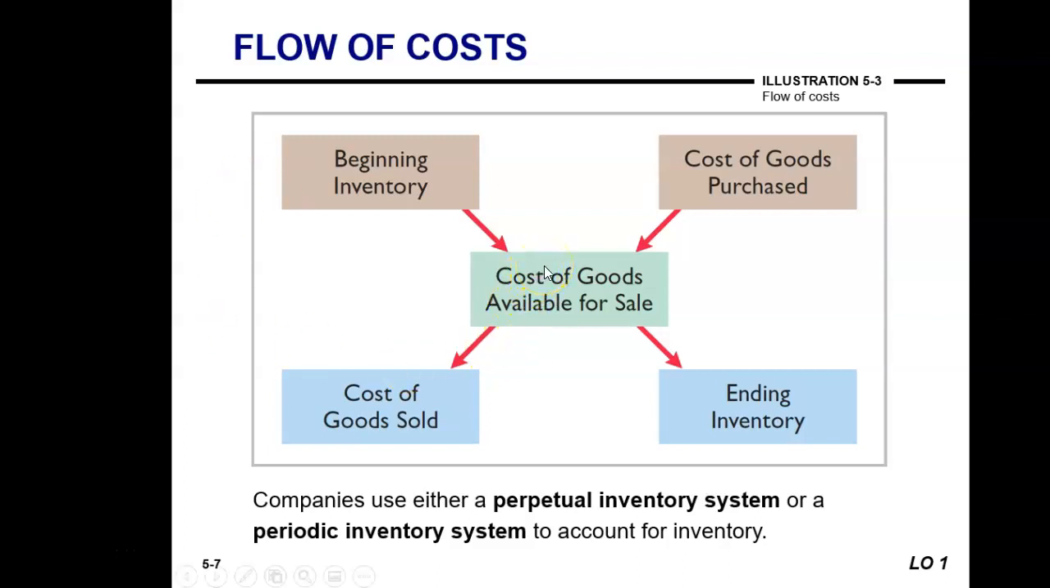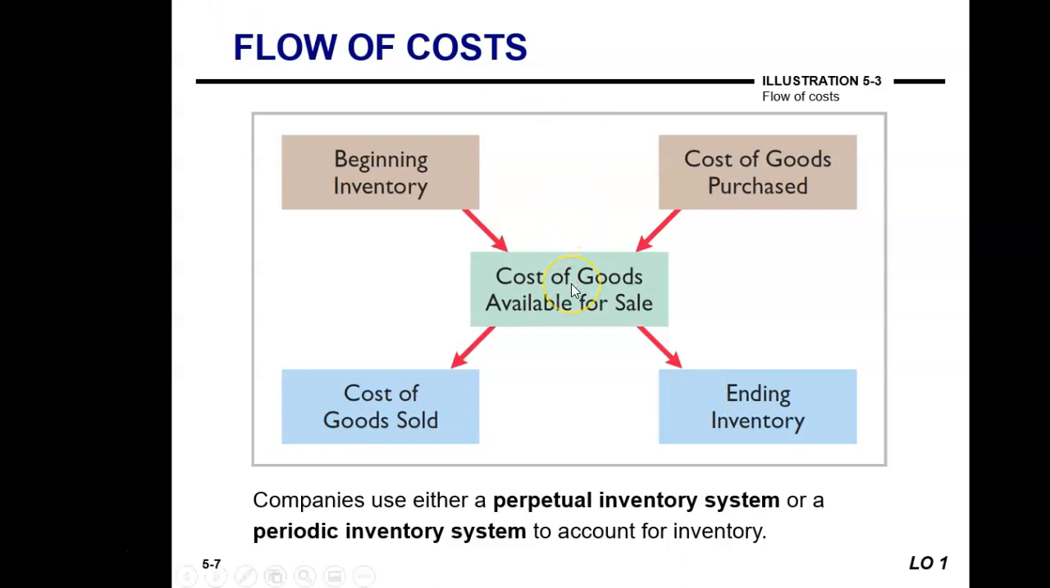Now, think about inventory. What do we do with inventory? Well, there are only 2 choices when it comes to inventory. Either we've sold it and recognize cost of goods sold, or we still have it remaining and it's part of our ending inventory. So again, simple illustration.